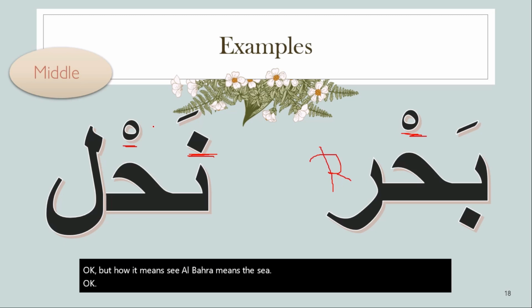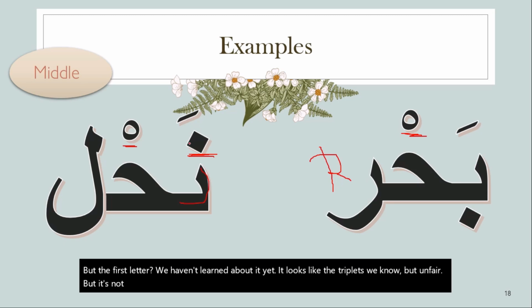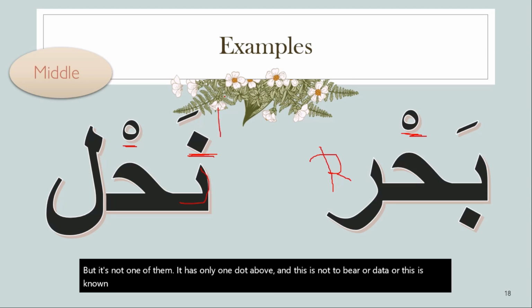Okay, let's see this one. The first letter, we haven't learned about it yet. It looks like the triplets we know, ba, ta, and tha, but it's not one of them. It has only one dot above, and this is not ba, ta, or tha. This is nun. It's pronounced like n, of course not like the English n, but na, na.